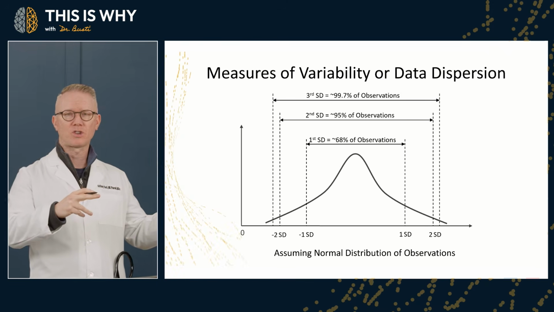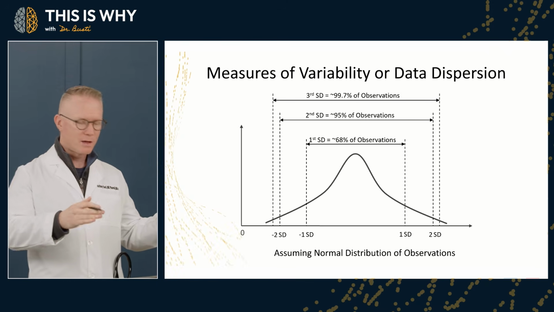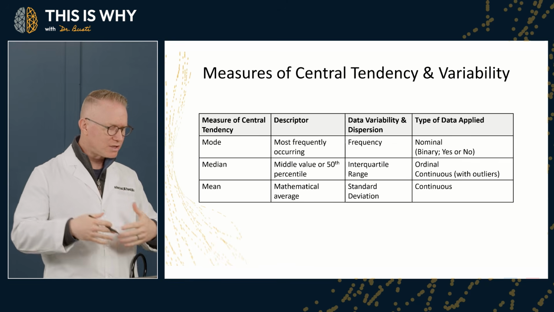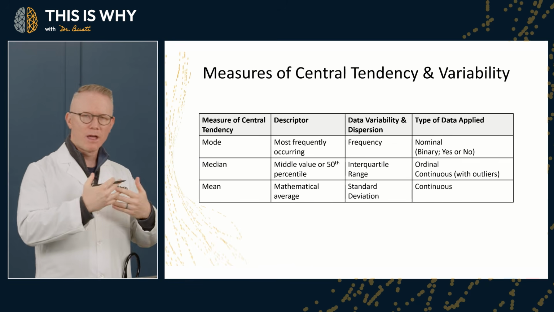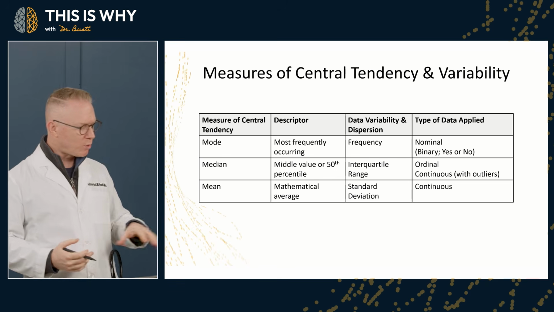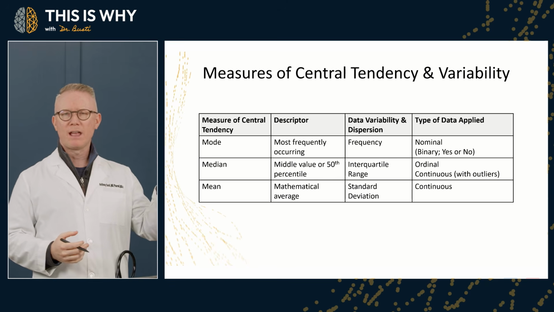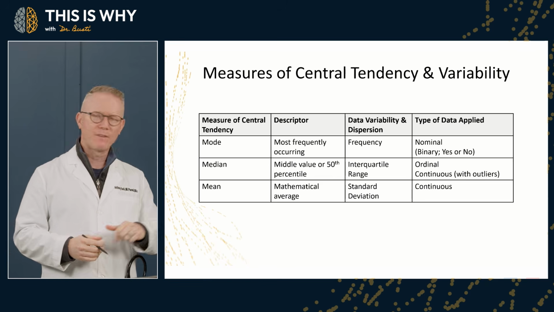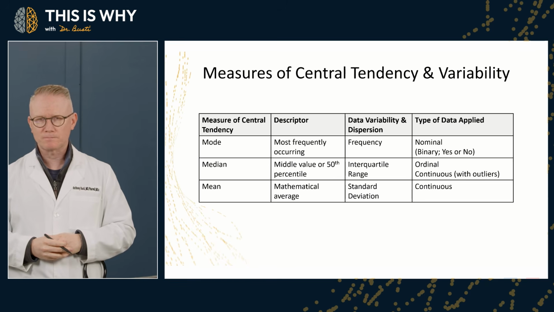So go back to that lecture if you're not familiar with that topic, but it comes back to this, okay? So this is the totality of when we think about measures of central tendency and variability. It's important to recognize the descriptor and then how we describe and report the data variability and its dispersion.